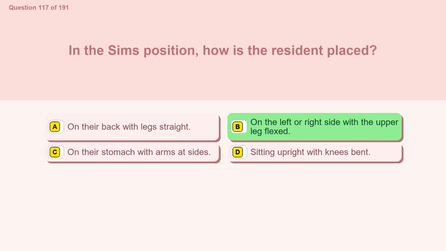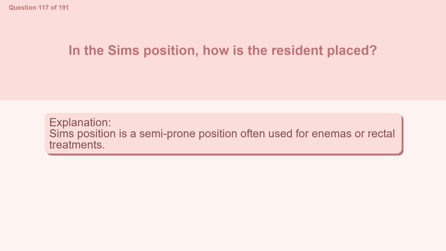The correct answer is option B. On the left or right side with the upper leg flexed. Sims position is a semi-prone position often used for enemas or rectal treatments.